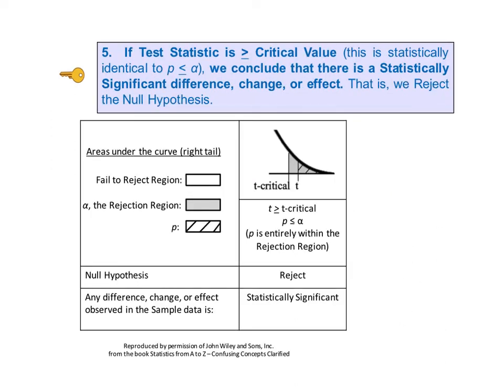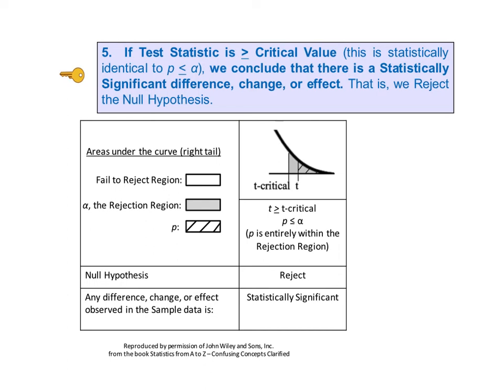KTU number 5 says, if the test statistic value is greater than or equal to the critical value, and this is statistically identical to p being less than or equal to alpha, we conclude that there is a statistically significant difference, change or effect. That is, we reject the null hypothesis.